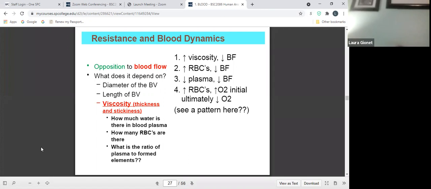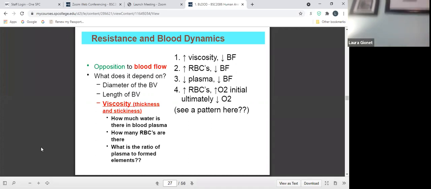This is the thickness and the stickiness of your blood, right? The thicker it is, the harder it is to move. Think of it this way: if you ever squeeze honey out of a little squeeze bottle, especially if it's been in the refrigerator, it's much harder to squeeze out of that bottle. But if you had water in a little squeeze bottle like that, you turn it upside down, you squeeze it, and water comes spurting out.